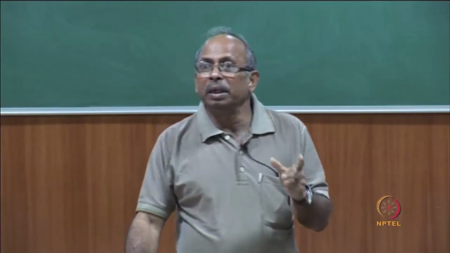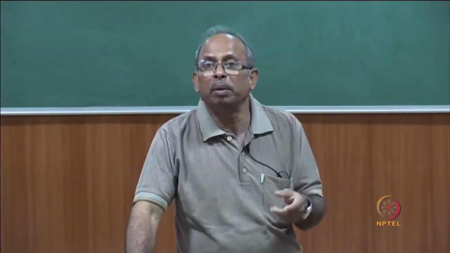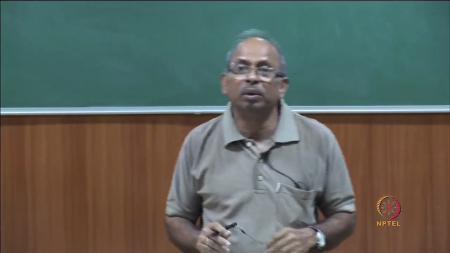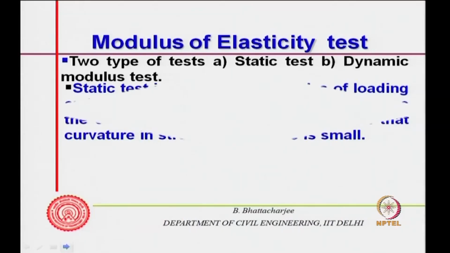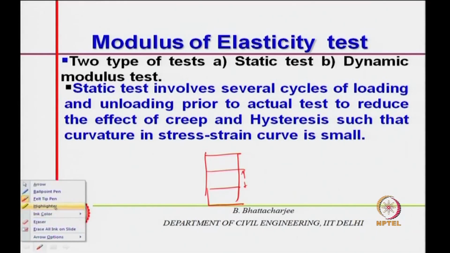Now, I mentioned that I can have static modulus of elasticity or dynamic modulus of elasticity, so we have to do tests in two different ways. Static test is done with monotonic loading, but what we do is initially apply several cycles of loading and unloading at 1/3 of the estimated cylinder strength. We normally test on cylinders. The central 1/3 is used for metering, this is the portion we use for metering.